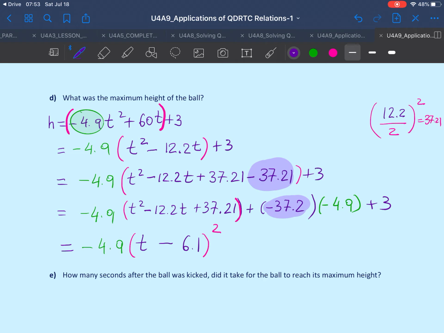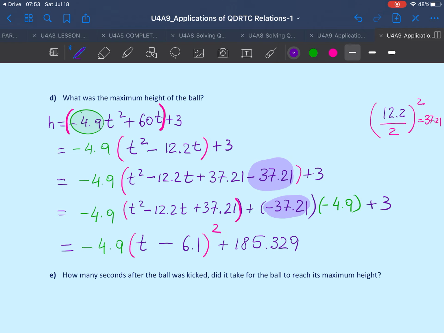Still have some faith. So we have to combine all these terms now. First multiply these two negatives, and then you add the 3. So negative 37.21 times negative 4.9 plus 3, 182.329. Okay, quite an interesting number.